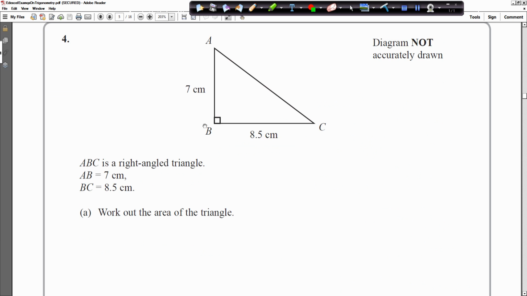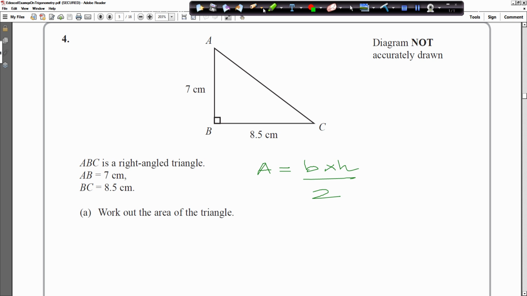Okay, question number 4 says ABC is a right angle triangle. AB is 7, BC is 8.5. Work out the area of the triangle. This is a nice easy one for us to do. So what do we say? We say area of a right angle triangle is equal to what? Base times by height divided by 2.